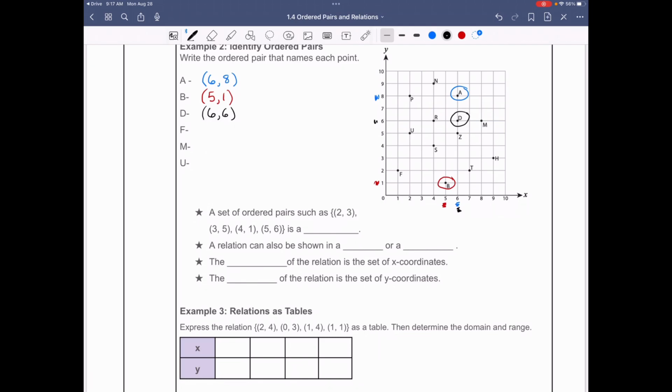And we have some more definitions. A set of ordered pairs such as (2, 3), (3, 5), (4, 1), and (5, 6) is a relation. A relation can also be shown in a table or a graph.